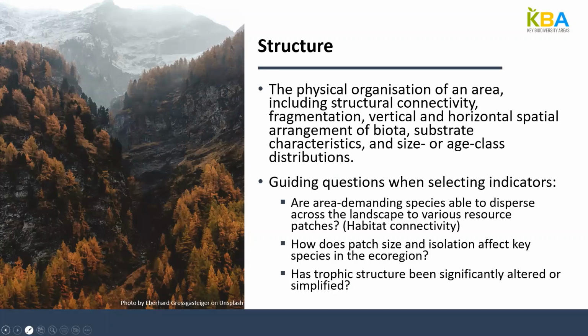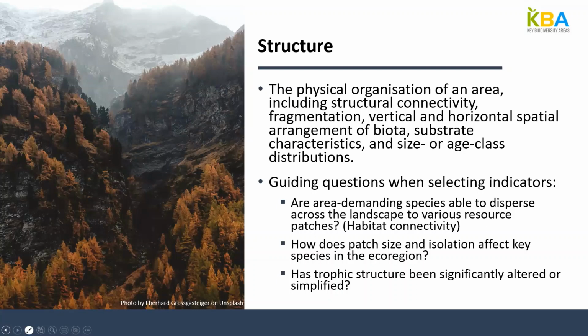In terms of structure of the ecoregion or ecosystem, we need to think about how the area is actually organized physically. So this will include characteristics such as connectivity, fragmentation, and how the organisms have been distributed within the space, both horizontally and also vertically.